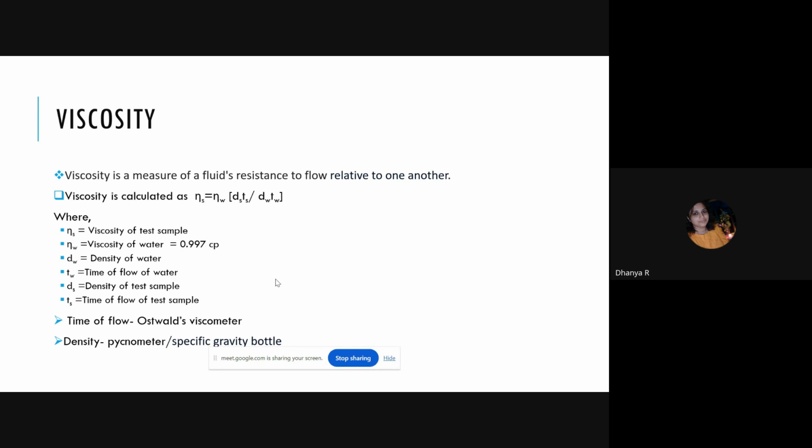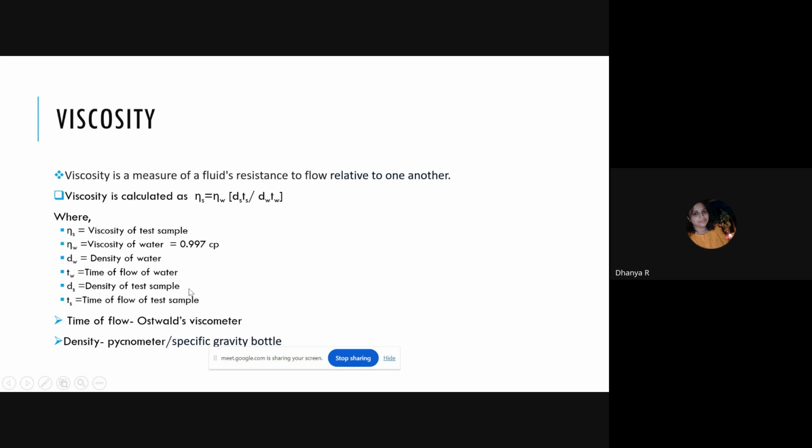So eta S is viscosity of test sample. Eta water, or viscosity of water, is taken as 0.997. It can be taken as 1 also. Density of water, again, would also be 1. Time of flow of water, density of test sample, and time of flow of test sample is TS.